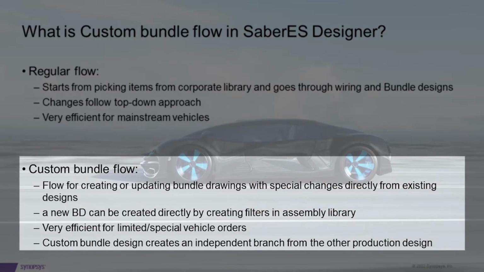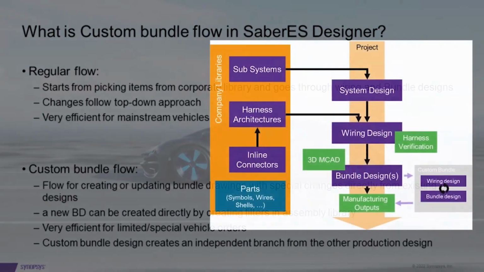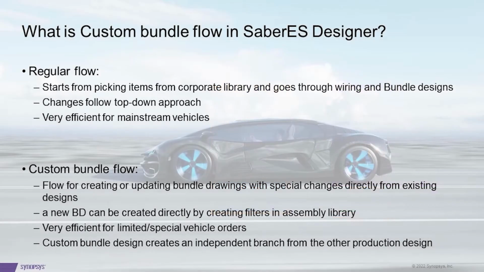Whereas the custom bundle flow is used for creating or updating bundle drawings with special changes directly from existing design. A new bundle design can be created by directly creating filters in the assembly library. This flow is very efficient for limited or special vehicle order. Custom bundle design creates an independent branch from the regular production design branch.